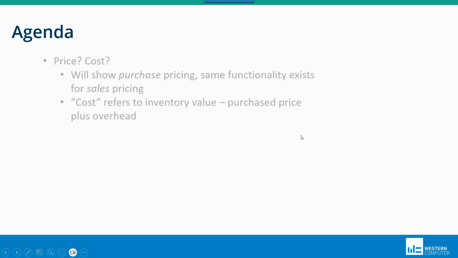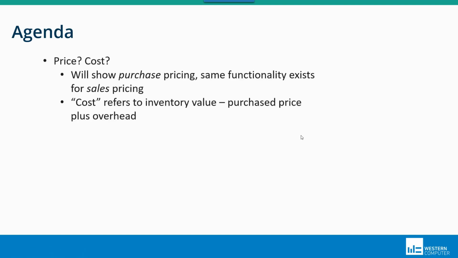To get started, the topics we're going to cover are the difference between price and cost. Cost is what you value the product at in inventory, which typically reflects the purchase price plus a certain degree of applied overhead or burden or indirect cost along those lines. Price refers to either what you sell it for to customers when you invoice for a sale, or what you purchase it for from a vendor on a purchase order.